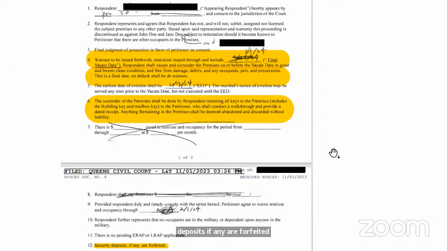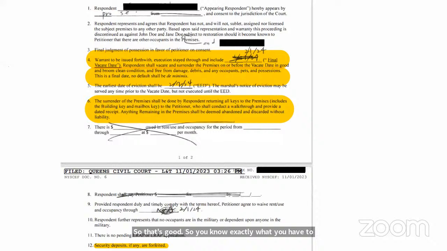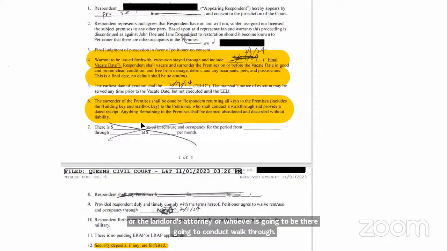This is kind of good in that it's very clearly laid out how things should be. So basically, how are you supposed to return the keys? And they specify, we also need the building key and the mailbox key back. So that's good. You know exactly what you have to return in order to turn over possession. And then it says that the landlord or the landlord's attorney, whoever it is, is going to conduct a walkthrough and provide a dated receipt.